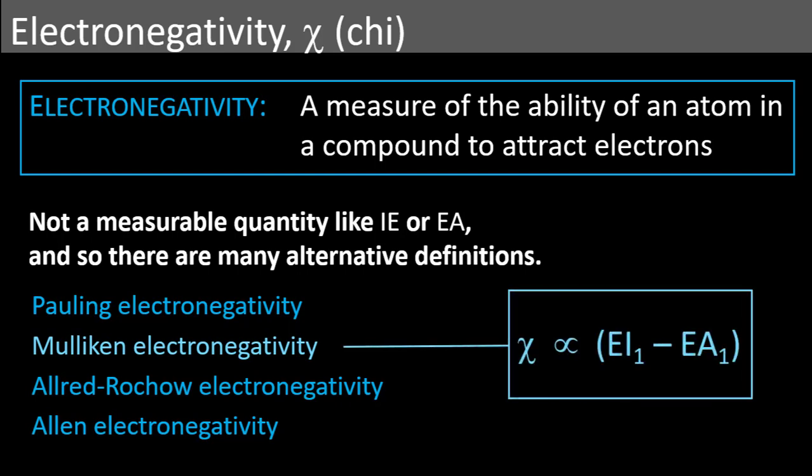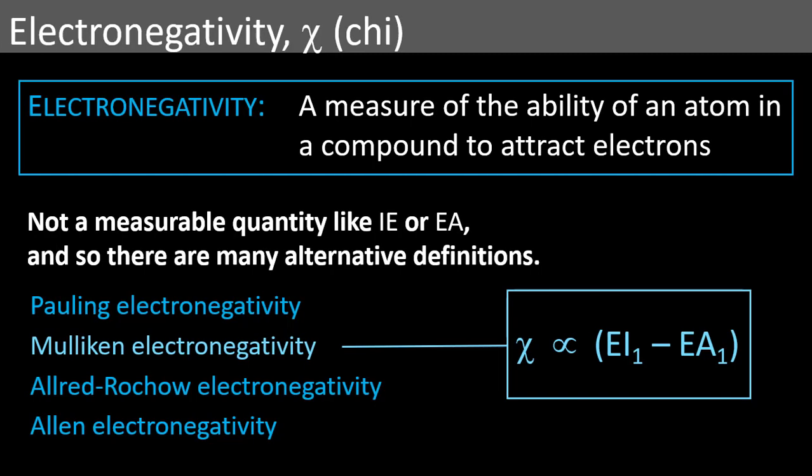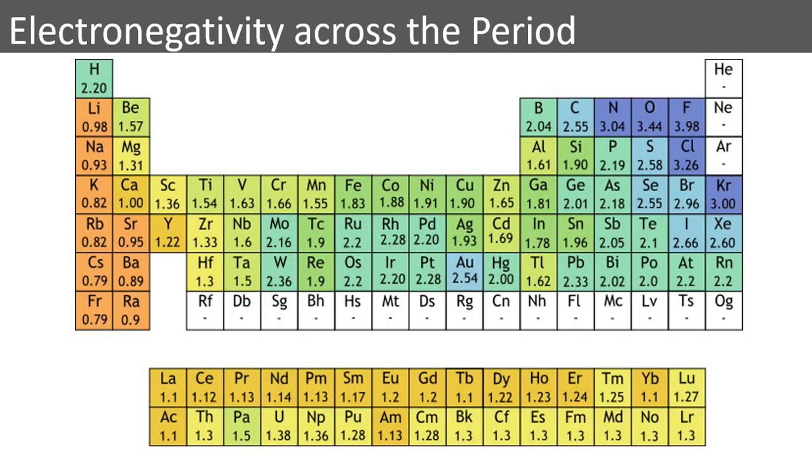As I say, there are many different ways to calculate electronegativity, but the Mulliken method illustrates my point. It is a balance between the energy taken in or given out when an electron is gained compared to the energy given out or taken in when an electron is lost. So let's have a look at some typical values mapped onto the periodic table.